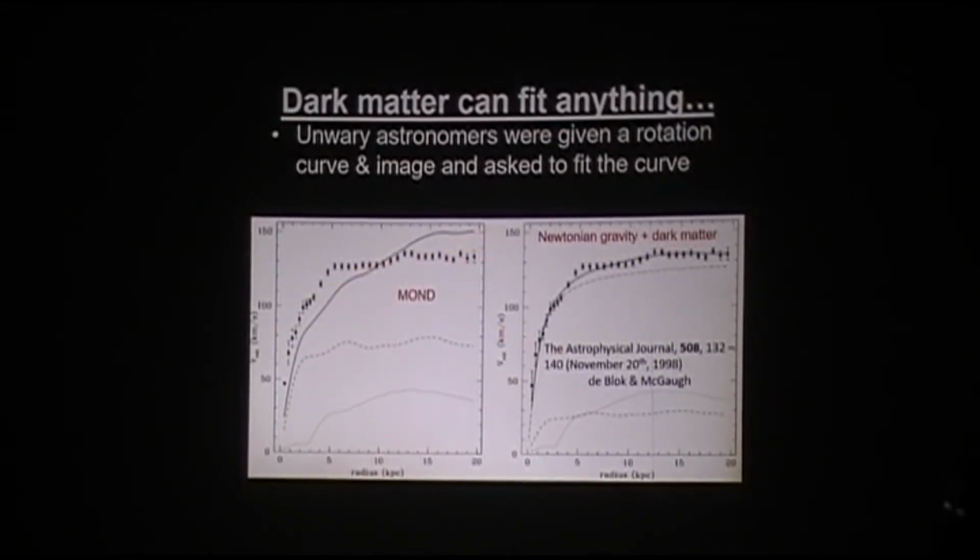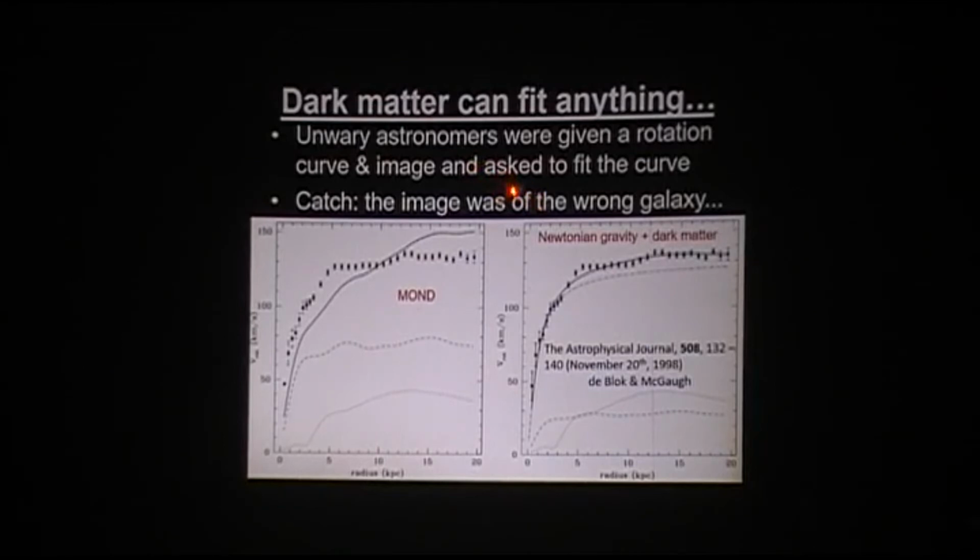So then people asked, well, which real galaxy is this? So they could observe it again or something. So it wasn't a real galaxy. What had happened is it was an experiment where you give astronomers a rotation curve and the image of the wrong galaxy and see if they can still fit it. So the lesson here is that dark matter can fit just about anything. Whereas MOND actually can't, it can only fit real galaxies apparently.